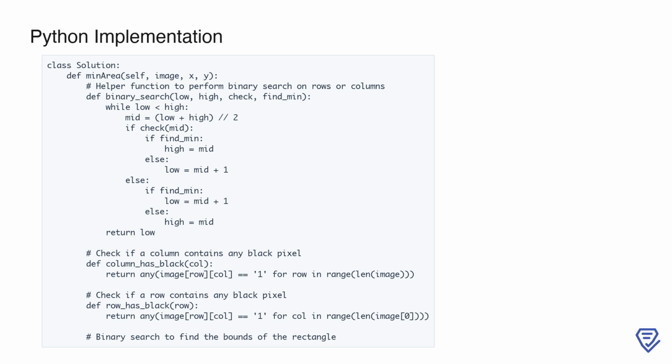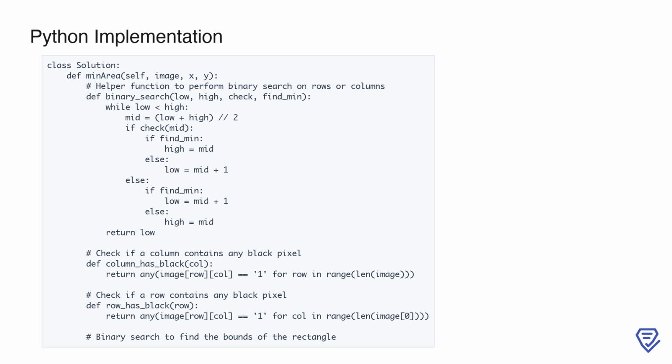To efficiently determine the boundaries of the rectangle, we use a helper function binary_search. This function performs a binary search on either rows or columns, depending on the input, to find the edges of the rectangle. The parameters include low and high for the search range, check, which is a function to verify if a row or column contains black pixels, and find_min, a boolean that determines whether we're searching for the minimum or maximum boundary. The binary search adjusts the range based on the result of the check function and eventually returns the boundary index.